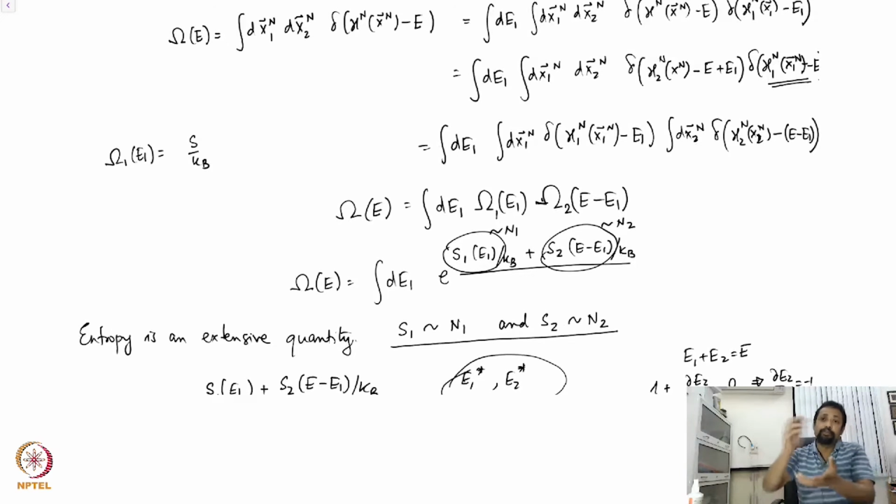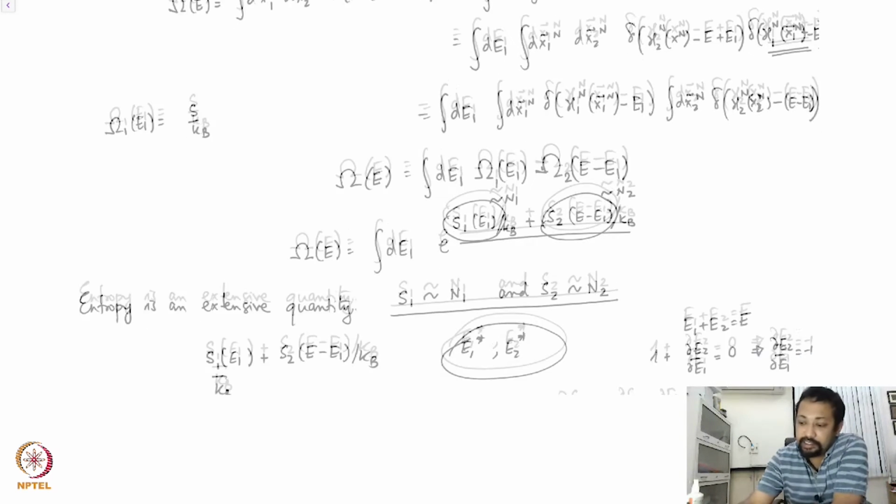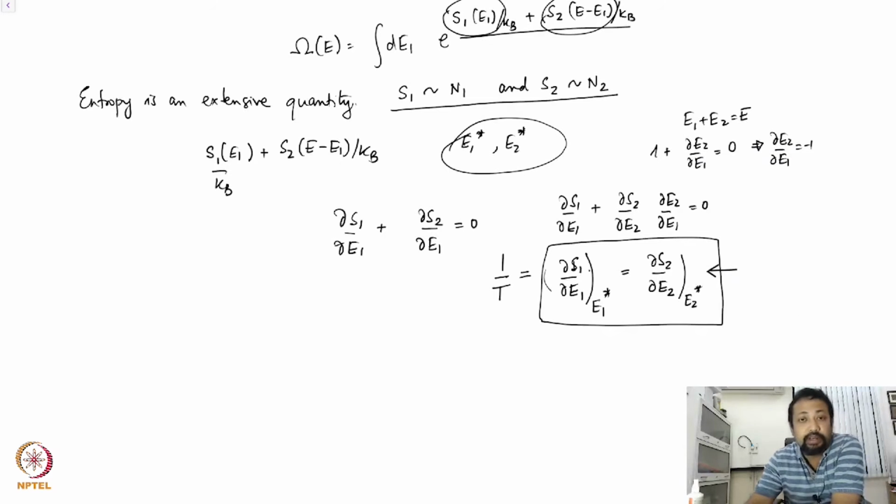So we bring the two microcanonical systems together, bring them to a joint equilibrium, and we see that these two derivatives must be equal at the joint equilibrium at these energies E1 star and E2 star. And these two are essentially 1 by T, the inverse of the temperature.